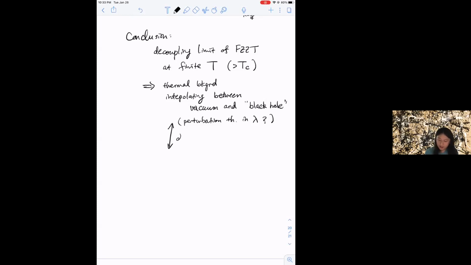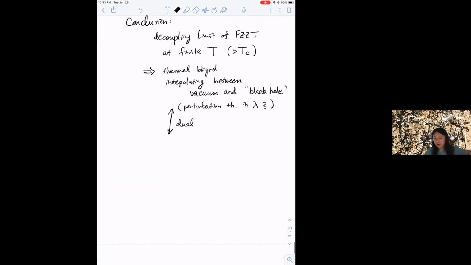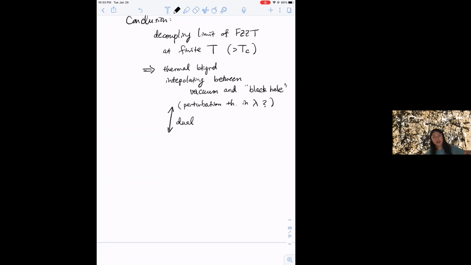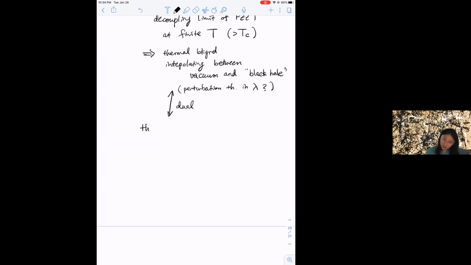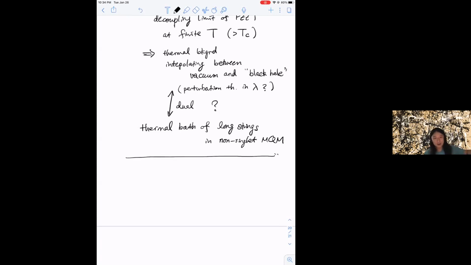And the interesting question is, what is this dual to? Even though, as I said, we do not yet know the precise dual of the SDT brane, the matrix model, we don't actually need it because this is similar to a long string limit. So the natural conjecture is that this should be dual to a thermal bath of long string states, which I have already described to you in some detail in the non-singlet matrix quantum mechanics. Well, that's the question. And this is not yet established on solid footing, I would say.